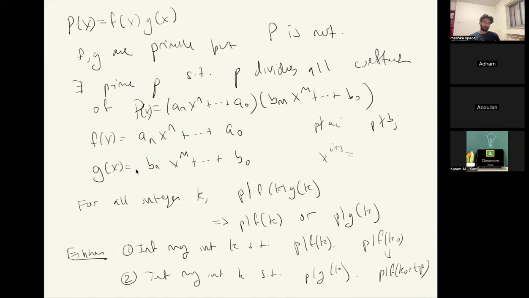The problem is the x to the i plus j term. It has a_i b_j, but it also has other stuff. So we can't conclude that the coefficient here is not divisible by p. Sorry, what I meant is c_{i+j}, the coefficient of the product. It's going to have more than just a_i and b_j, right? It's going to have other terms. Does it make sense, Adam?